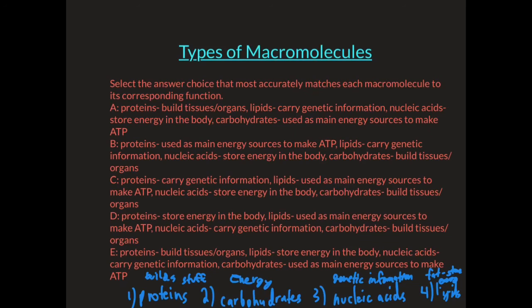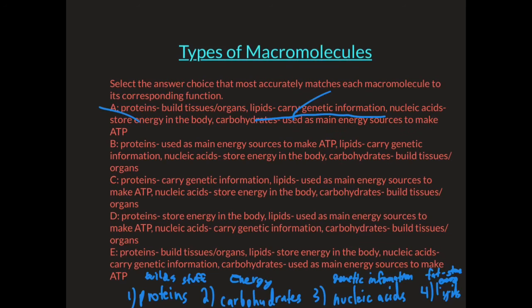Now let's look at the answer choices. A, proteins build tissues and organs. Okay, that sounds right. Lipids carry genetic information. Okay, we know automatically this is wrong because nucleic acids do that. So A is wrong.